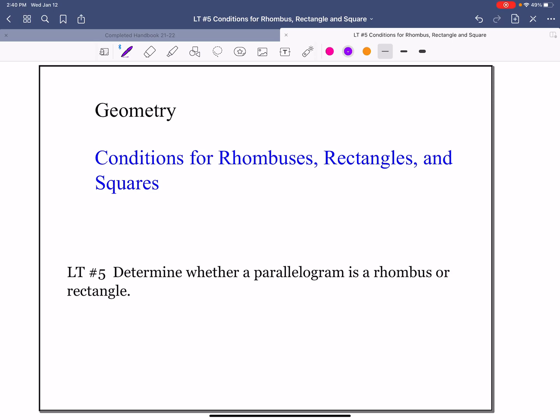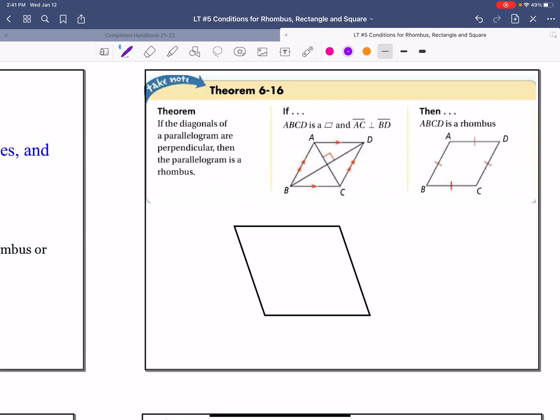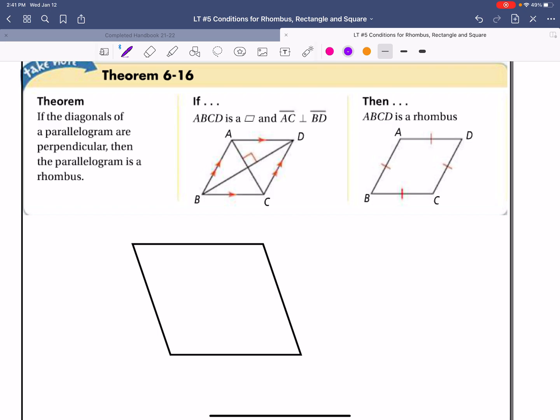Hello, this movie is for learning target 5. Determine whether a parallelogram is a rhombus, rectangle, or square. Our first theorem is if the diagonals of a parallelogram are perpendicular, then the parallelogram is a rhombus.